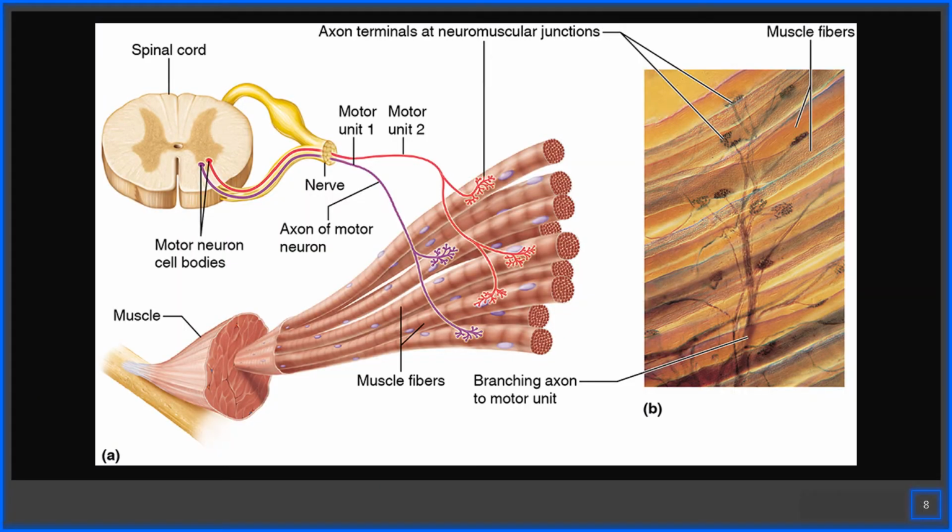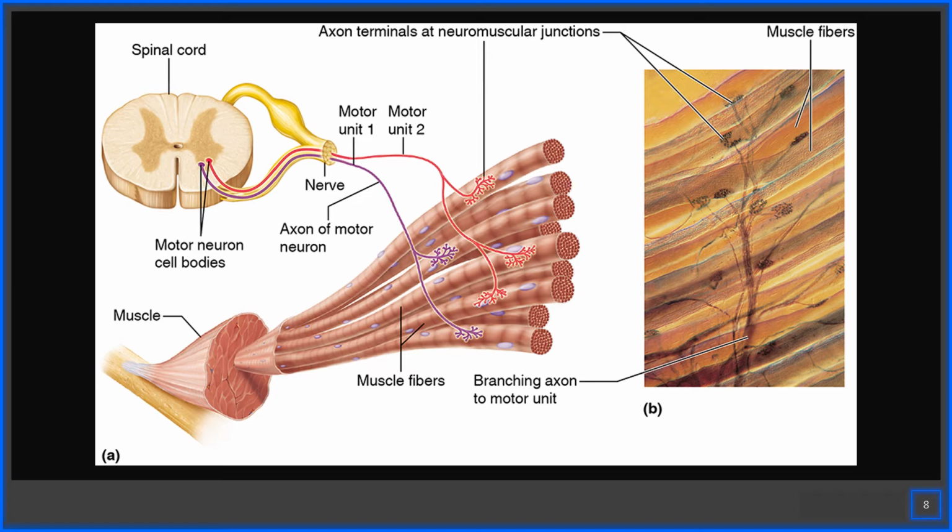So this image is just showing us how the nerve stimulates that muscle movement. To contract, skeletal muscle fibers must be stimulated by nerve impulses. One motor neuron may stimulate a few muscle fibers or a hundred of them or hundreds of them. A single motor unit consists of the one neuron and all of the skeletal muscle fibers it stimulates.